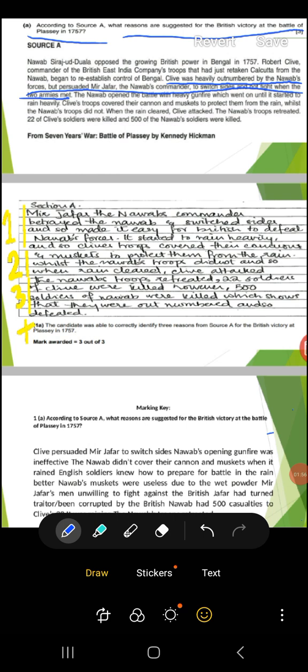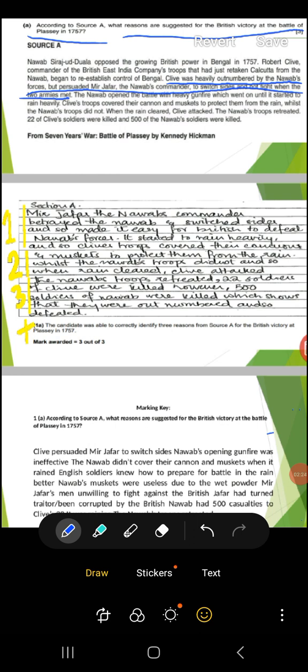This is one of the suggestions given by Clive to the traitor, Mir Jafar. He used this strategy to persuade Mir Jafar to switch sides, come to his side, and then not fight when the two armies met. It means the British would attack first. Okay, this is one of the reasons. Now come to the next point.